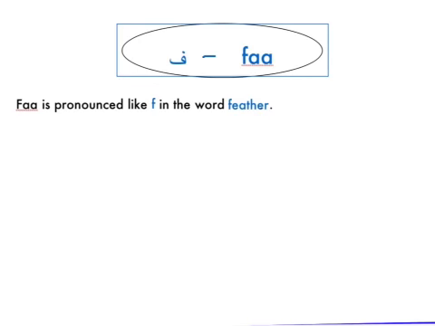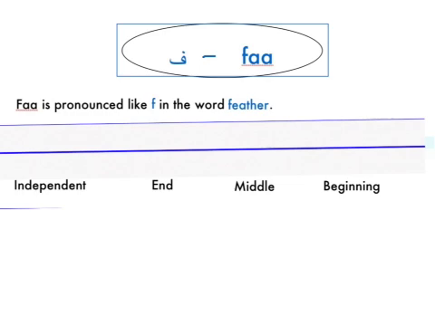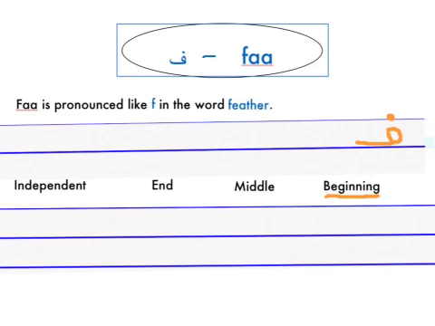Ahlan wa sahlan, welcome back. In this slide we covered the letter fa, which I think is very easy for you to pronounce because you have it in English, and it is pronounced fa like in the word feather. In the beginning, the letter fa is written like this, and usually it's connected to the letter after it. Here's an example, the word farah, which is a girl name and it means happiness.